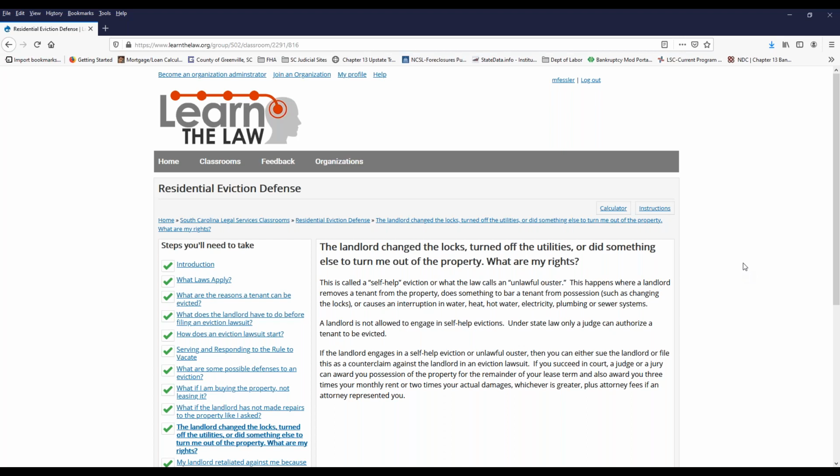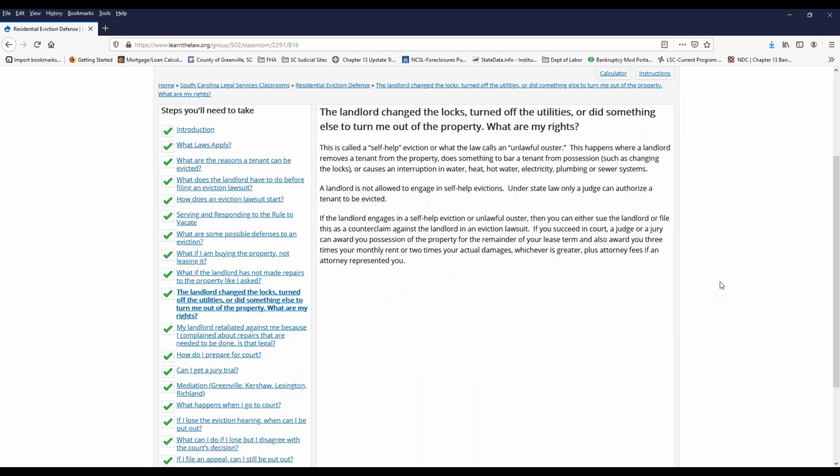Self-help evictions are unlawful. The court calls it an unlawful ouster or constructive eviction. These are not allowed, and these are pretty straightforwardly a violation of the law. If the landlord does a self-help eviction intentionally or willfully, you can usually get damages of up to twice your actual damages or 3 times your monthly rent plus attorney's fees. I just wanted to point that out because that question comes up a good bit.